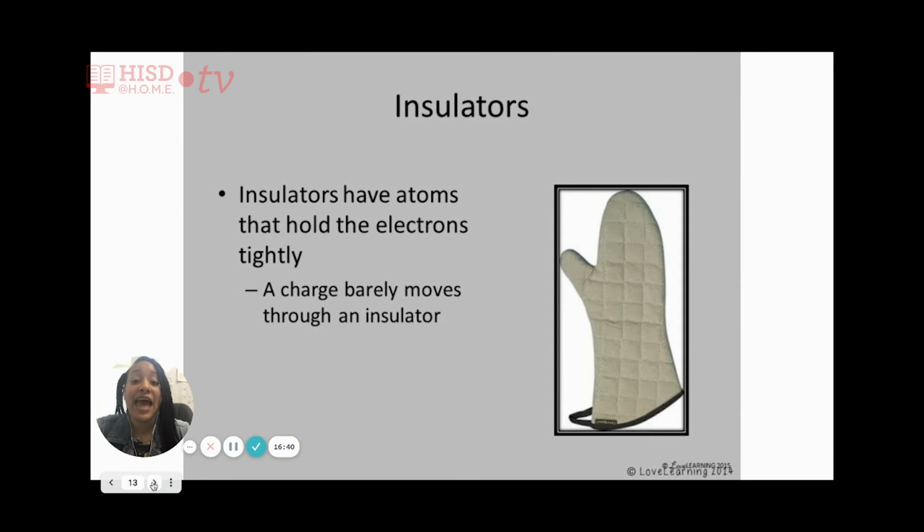Now, insulators have atoms that hold electrons tightly. Remember, we previously discovered that conductors have electrons that are freely moving, and that is why we're able to conduct electricity with those materials. But on the other hand, insulators are going to hold the electrons. Therefore, the electrons will not be able to move freely like they would with a material that is a conductor. So a charge barely moves through an insulator.